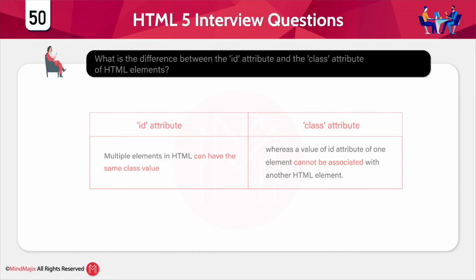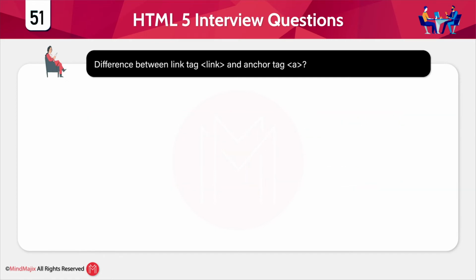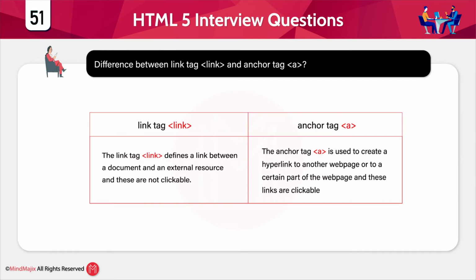Okay, what is the difference between the link tag and the anchor tag? The anchor tag is used to create hyperlinks, whereas the link tag allows us to link the style sheet with the HTML document. To link the style sheet with the HTML document, we use the link tag in the header section.